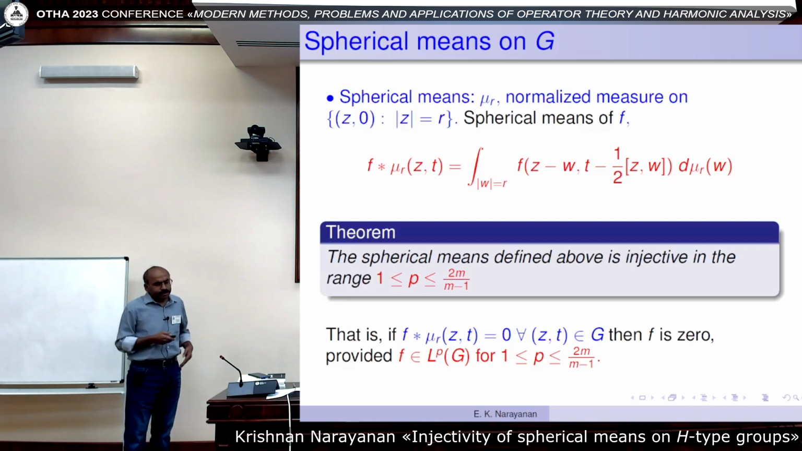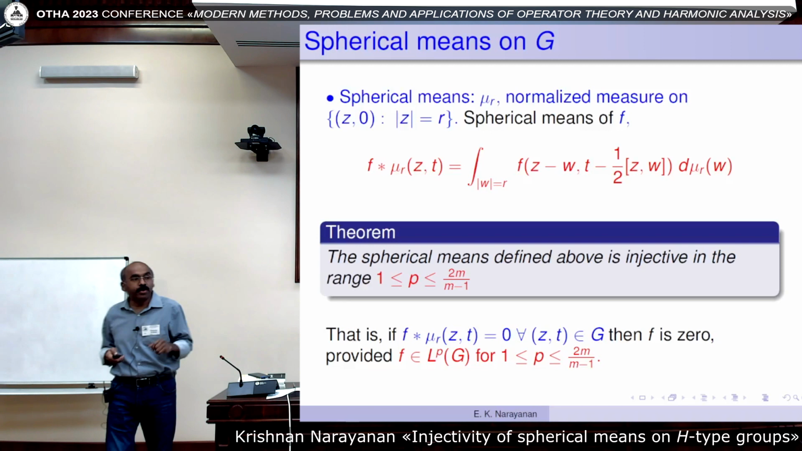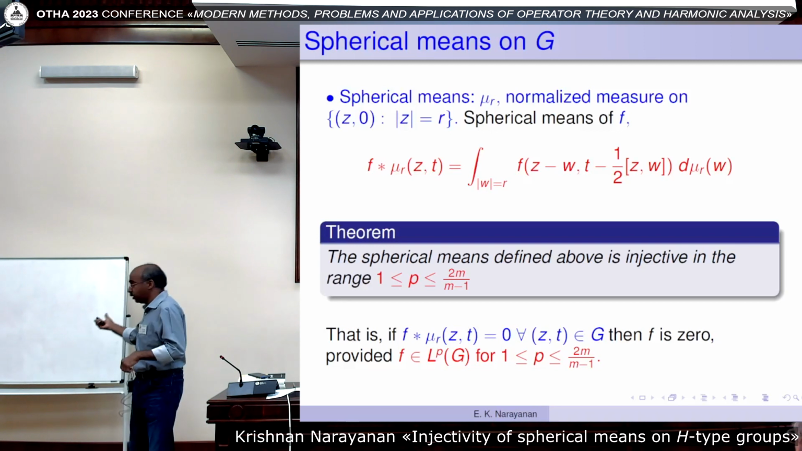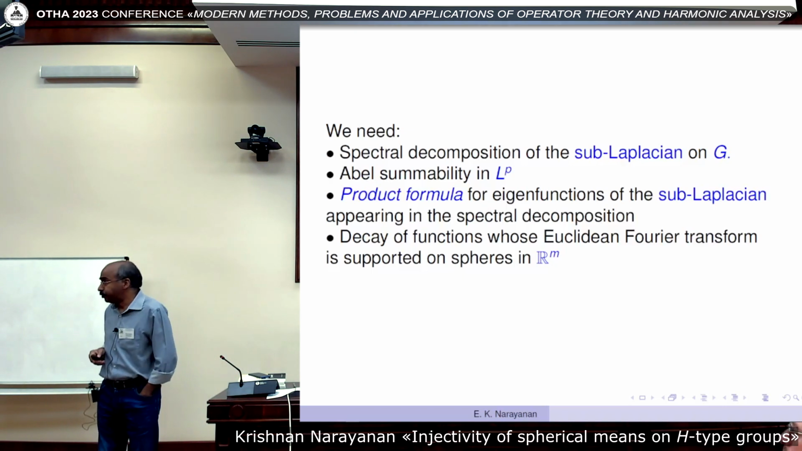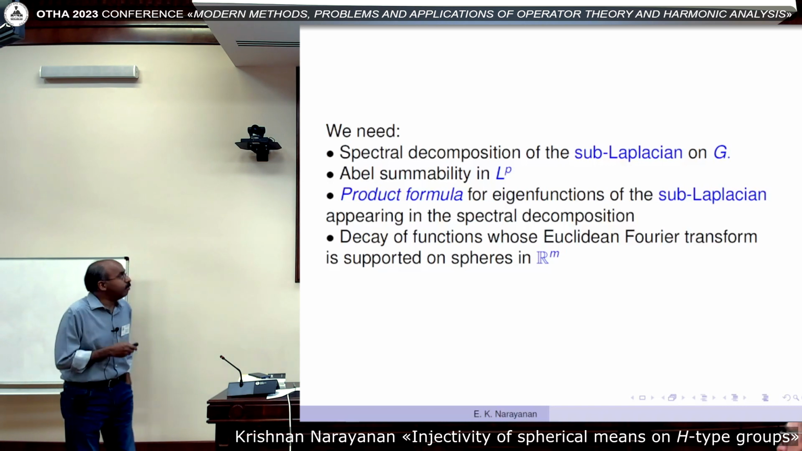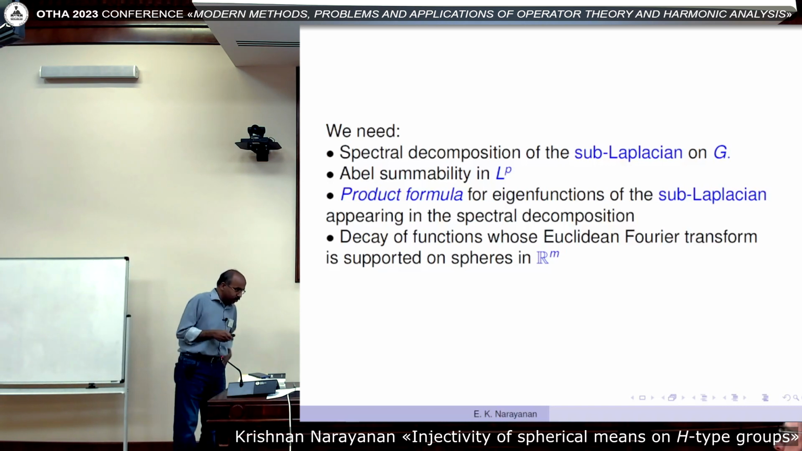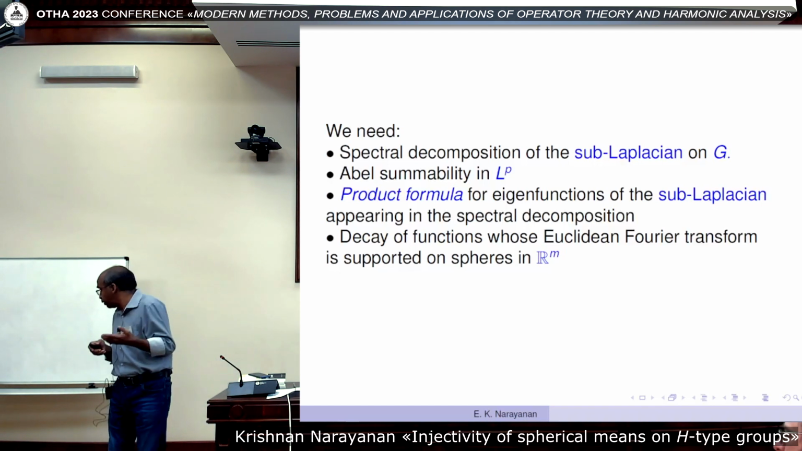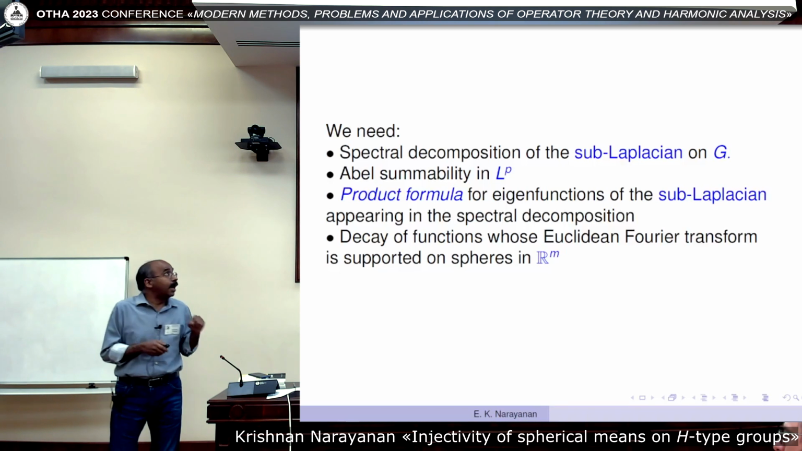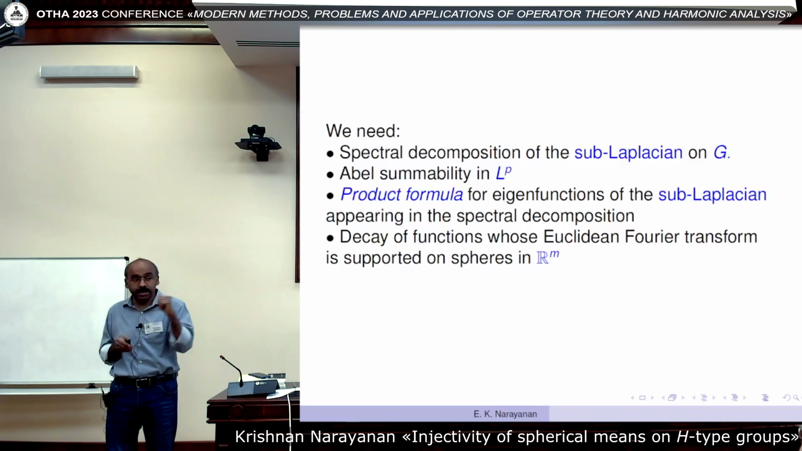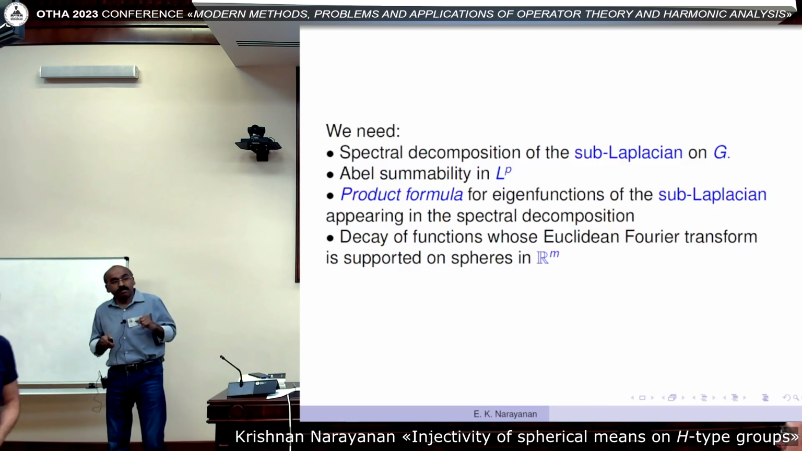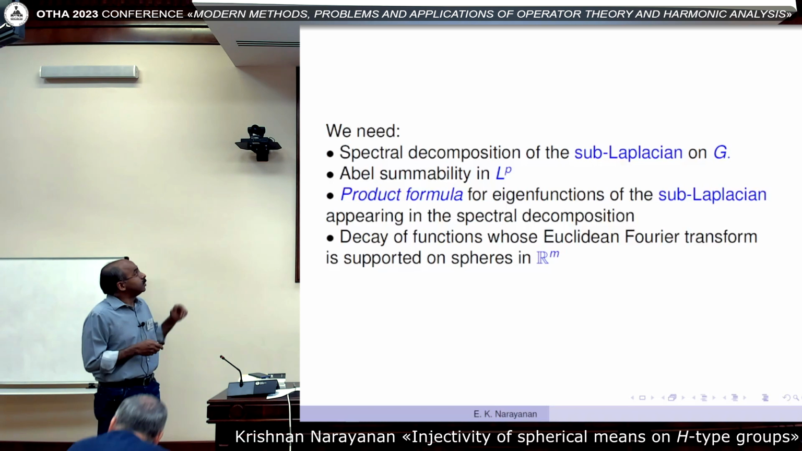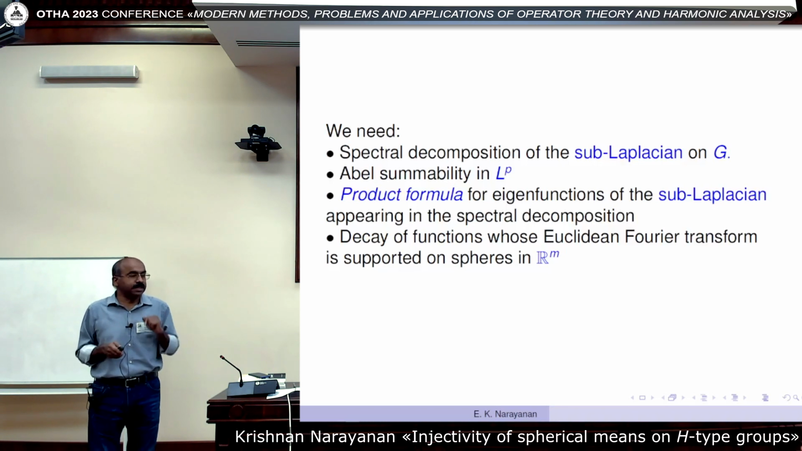Okay, so I'll try to give a sketch of the proof. I am not going to get into too much detail. We'll continue. So what are the tools we need? We need a spectral decomposition of the sublaplacian on G. Remember, on the Heisenberg group there was a sublaplacian, and the spectral decomposition with respect to that sublaplacian is needed. That is one. This decomposition converges in L2, that is the usual spectral theory, but we need convergence in LP. So we will prove the Abel summability in the LP sense.